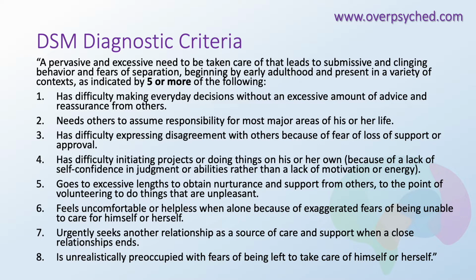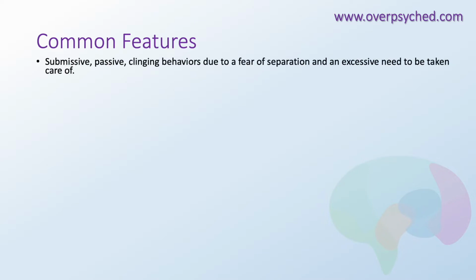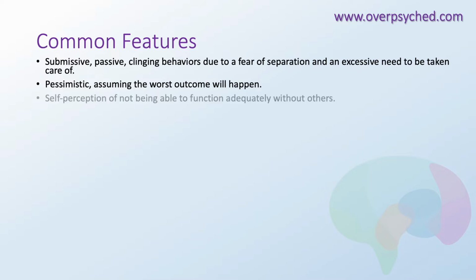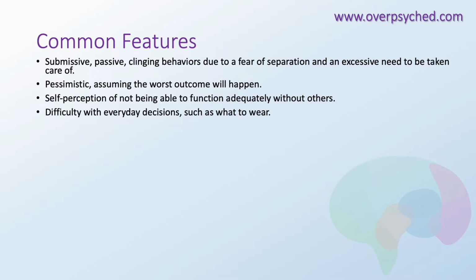So now that we have the diagnostic criteria, let's cover some of the common features of dependent personality disorder. The core characteristic is submissive, passive, or clinging behaviors due to a fear of separation and excessive need to be taken care of. Individuals may be pessimistic, assuming the worst outcome will happen. They may also have a self-perception of not being able to function adequately without others, and they have difficulty with everyday decisions, such as what to wear.